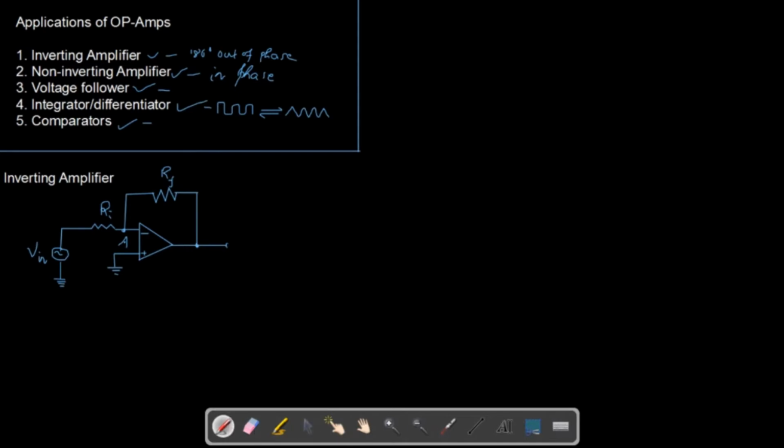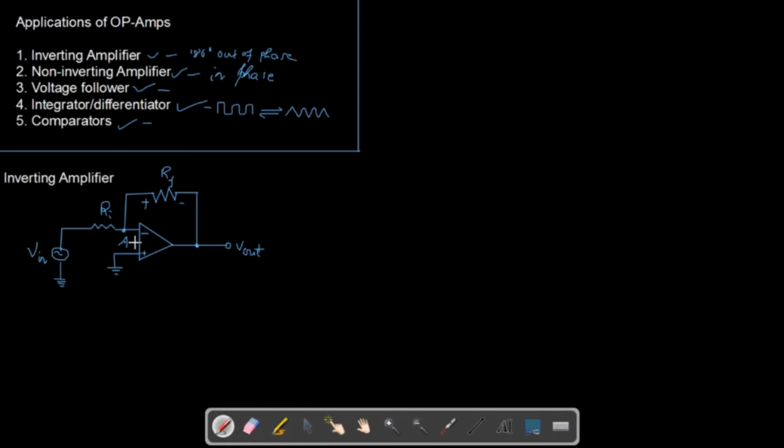So we have the V output here. This is usually how you draw this circuit. Now what I'm going to do is look into the polarity and everything else.